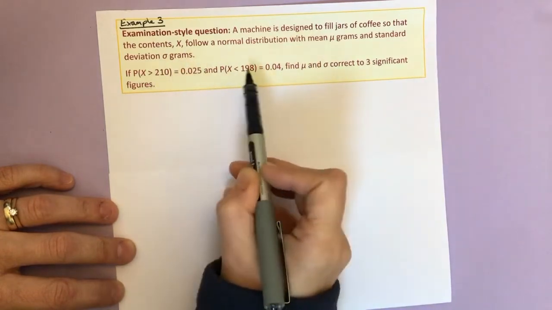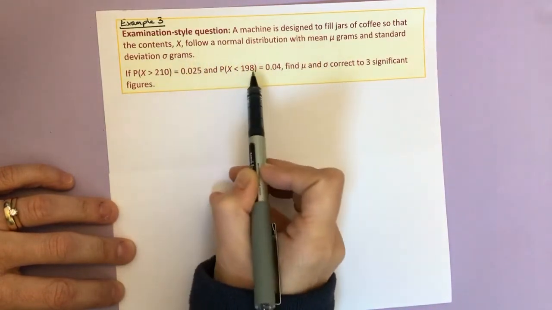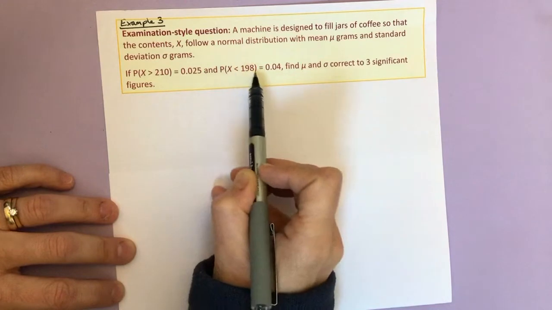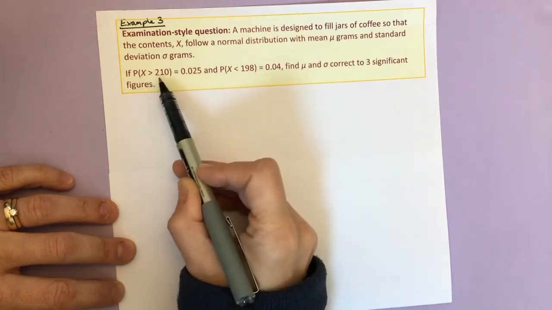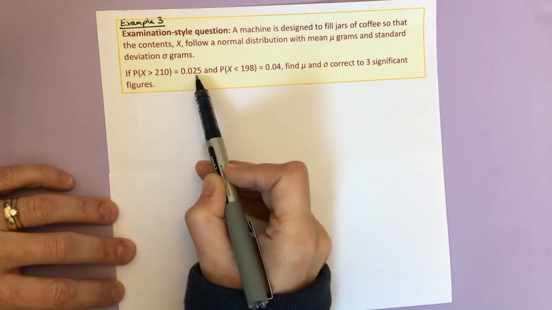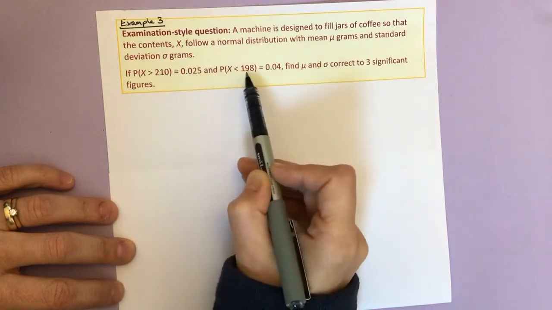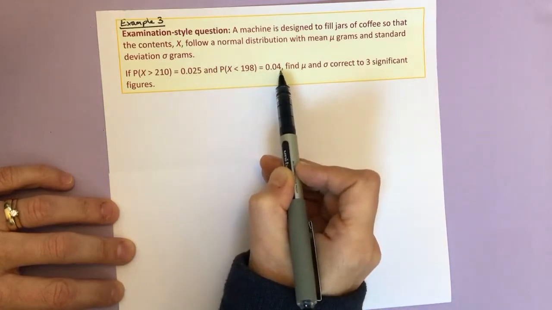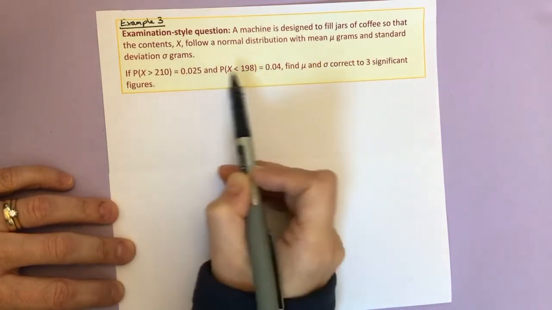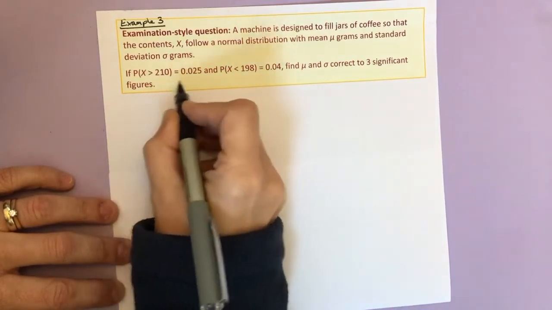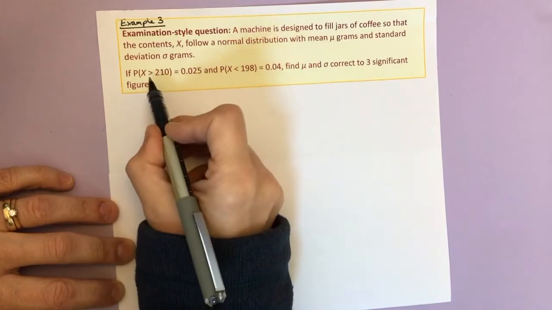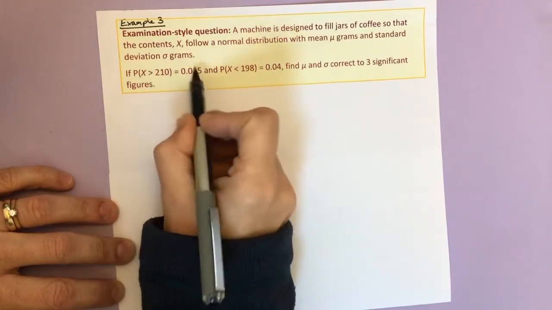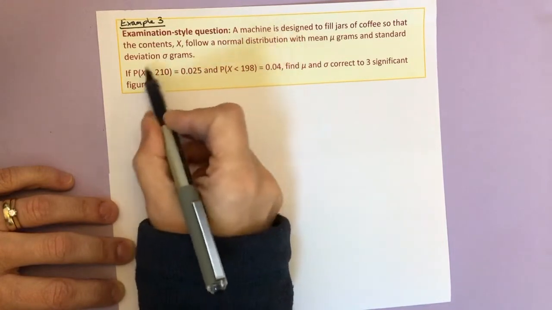It gives us 2 bits of information because we've got 2 unknowns, so we're going to need to set up some simultaneous equations here. The probability of X is greater than 210 is 0.025, and the probability of X is less than 198 is 0.04. Let's look at both of these bits separately and at setting up our simultaneous equations. We need to standardise these, convert them to our standard normal variable z.